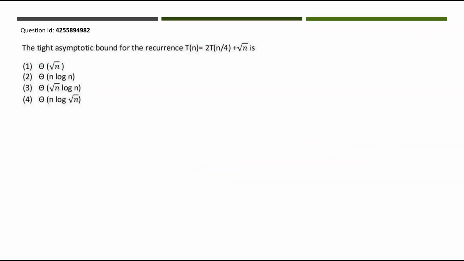Next question: the tight asymptotic bound for the recurrence T(n) = 2T(n/4) + square root of n is. This expression can also be written as T(n) = 2T(n/4) + n to the power 1/2, since the other way of representing square root is in the form of a power. I am changing this as n to the power 1 by 2. Tight asymptotic bound is what they mean by this particular symbol.